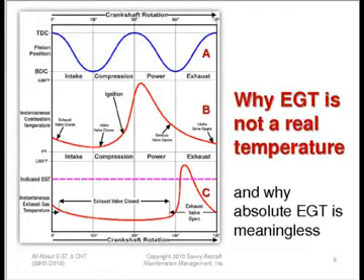And so the EGT really has very little relationship to any of the combustion temperatures, because during the interesting part of the combustion process, the EGT probe is blind. It can't see anything. And that's why I say EGT is not a real temperature. And the absolute value of EGT, whether it's 1250 degrees or 1410 degrees, is not a particularly meaningful number.